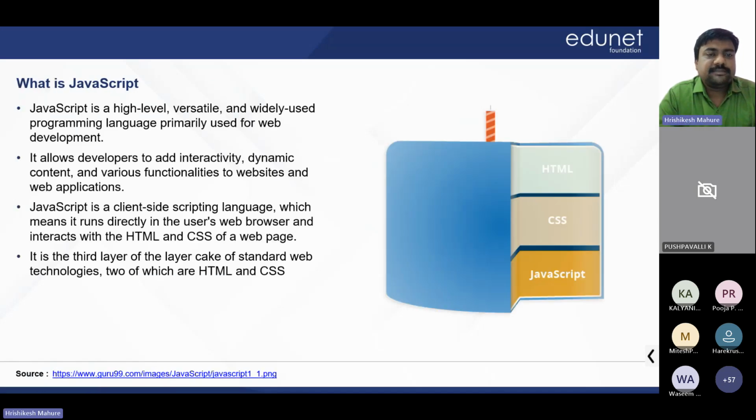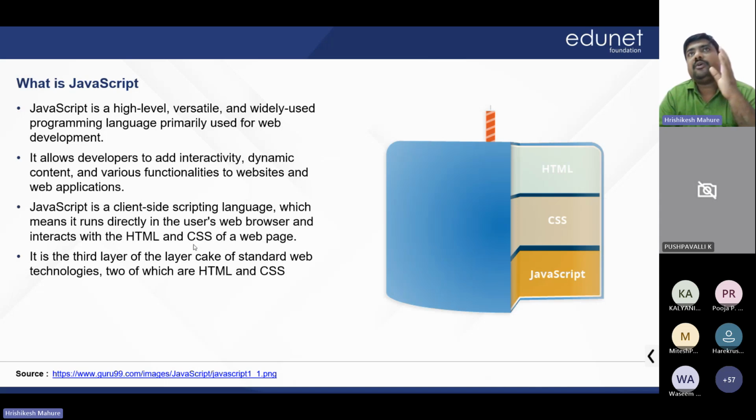Okay, so now JavaScript is the client-side scripting language, which means it runs directly on the web browser. We already discussed that for JavaScript we don't need any kind of compiler. It will be executed on the browser side only. So basically we create JavaScript to interact with the HTML and the CSS.